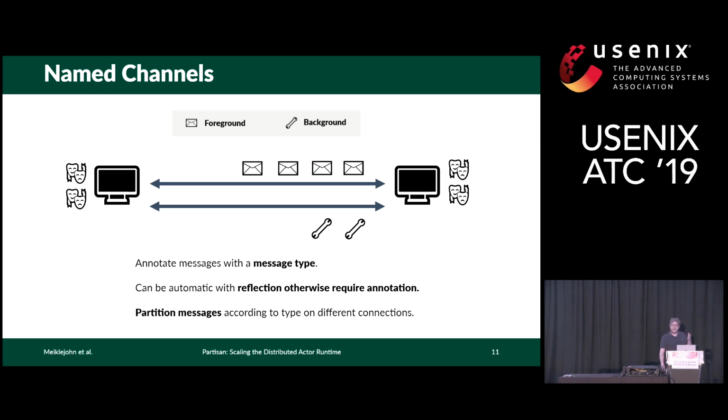Now, in Erlang, we have to annotate all the call sites with message types. This is unfortunate, but this is because Erlang really has no types. You don't know what anything is.